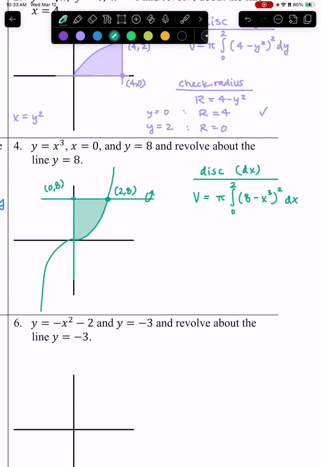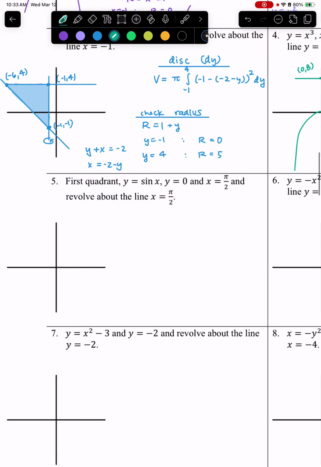Then again, if you want to check your radius, our radius function, we don't even have to simplify, just 8 minus x cubed. When we rotate first about x equals 0, our lower bound, our radius should be 8. So when x is equal to 0, do we get a radius of 8? Yep. When x is equal to 2, we should get a radius of 0. And yep, sure enough, 8 minus 2 cubed is going to be 0. All right.